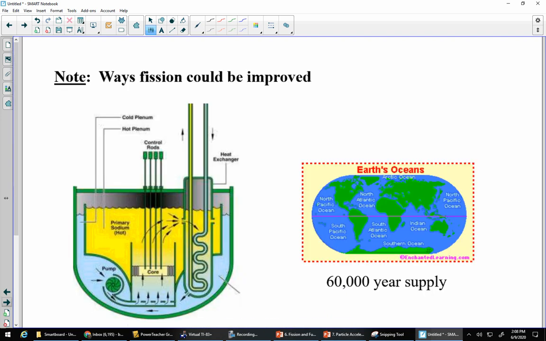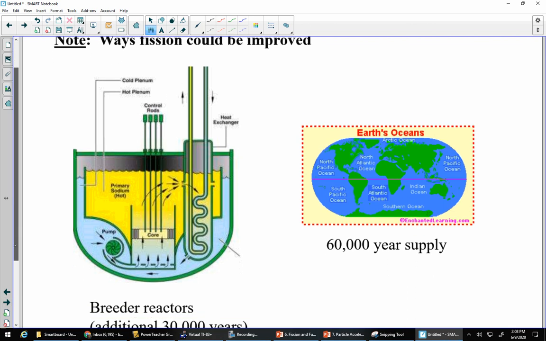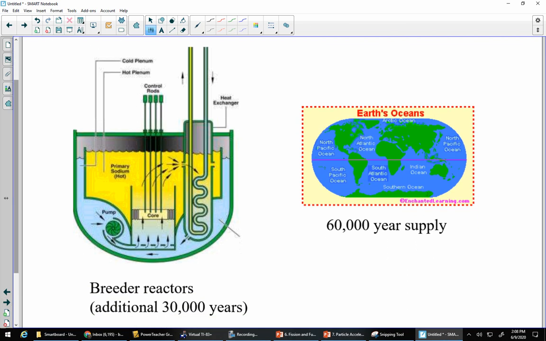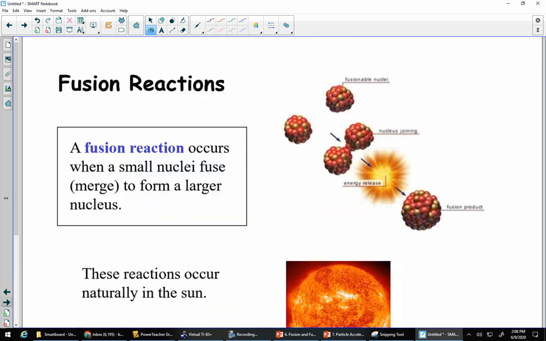Other people say, well, if we start to mine the ocean, we can have a lot more than that. If we improve our reactors, we can have a lot more of that. So like 30,000 years' worth of energy, 60,000 years' worth of energy, that's all of a sudden significant. 200, but 60,000 years, that's a long time. Okay. Next thing, fusion reactions.